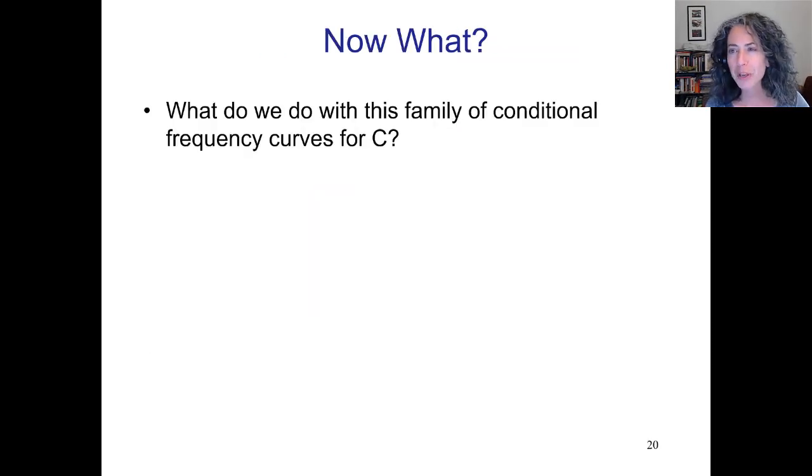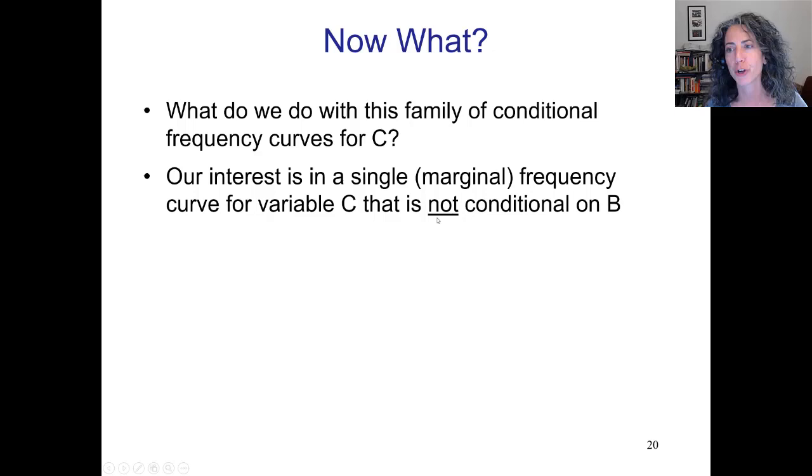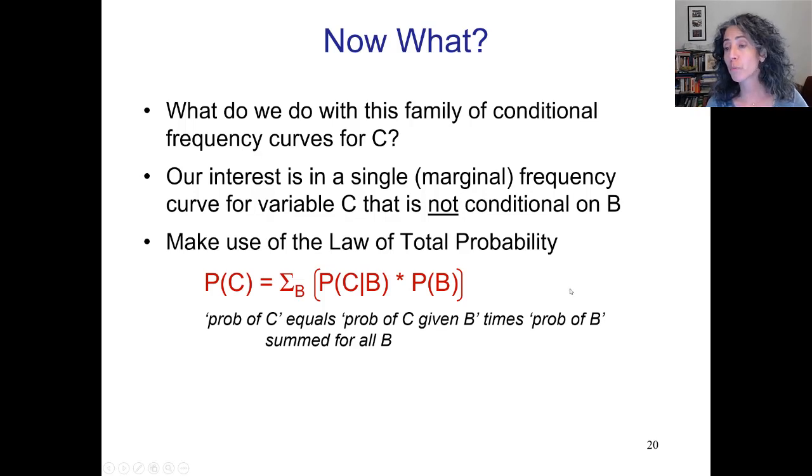So now what? What are we going to do with this family of conditional frequency curves for C? I don't want conditional frequency curves. I want a marginal distribution for C, right? So the way we're going to approach this is to use the law of total probability.